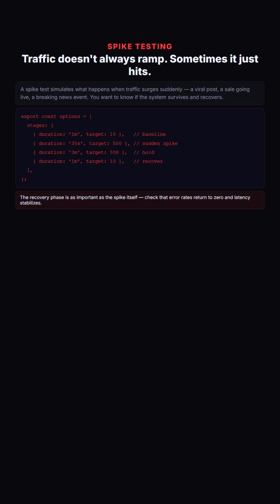The question a spike test answers is, how does your system respond to sudden demand that it had no time to prepare for? Does autoscaling kick in quickly enough to handle it? Or does the system fall over before new instances come online? Does your database connection pool exhaust in the first few seconds of the spike? Does your content delivery network absorb the static asset requests, or does everything hit your origin servers?